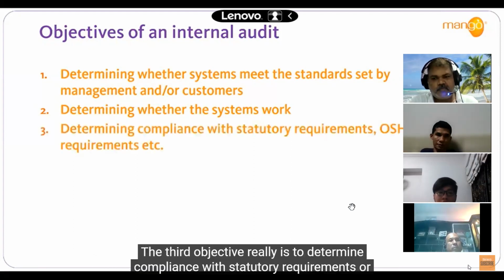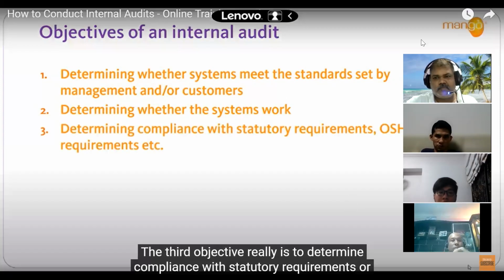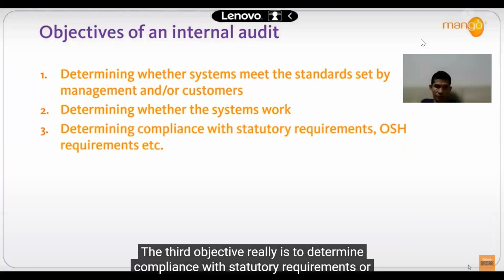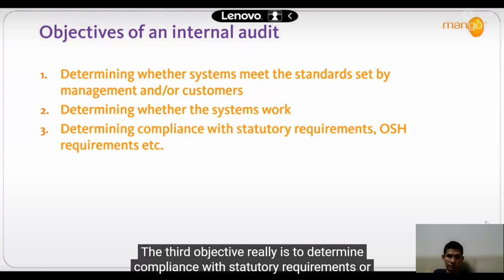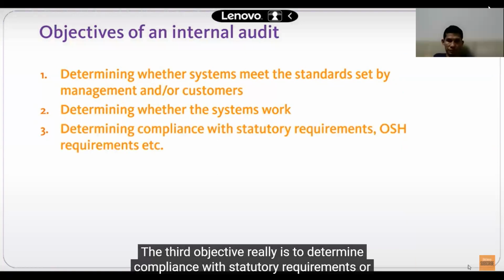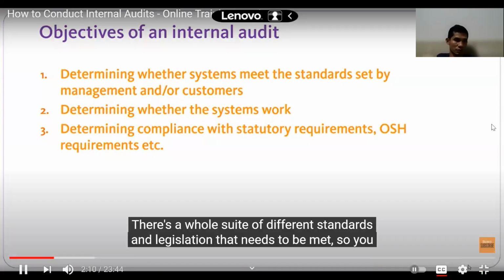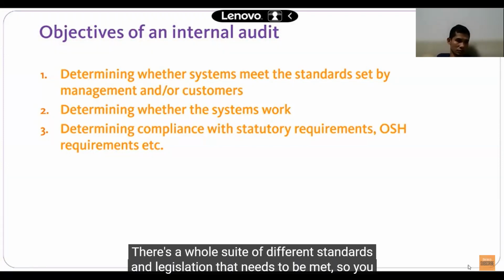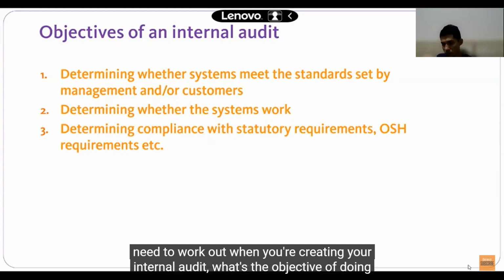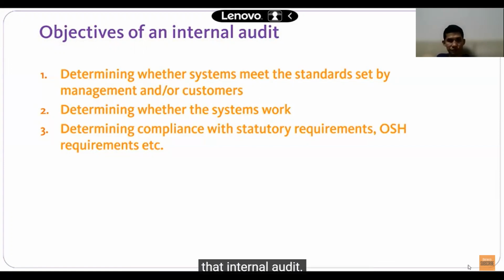The third objective really is to determine compliance with statutory requirements or OSH requirements. There could be some statutory or legal requirements, maybe Health and Safety at Work Acts, depending on your industry, maybe ISO 45001, which is safety standards, or ISO 9001 quality standards, or ISO 14001, which is environmental standards. There's a whole suite of different standards and legislation that needs to be met. So you need to work out, when you're creating your internal audit, what's the objective of doing that internal audit.